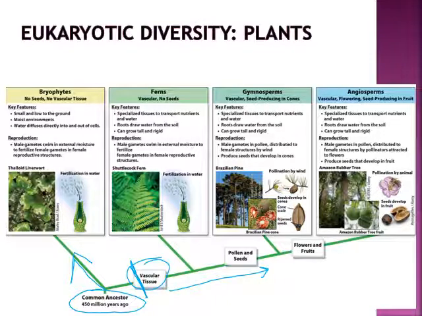Okay, and then we get to our very first vascularized plant, which are our ferns. Again, still don't have seeds, still fertilized just in water. And then we get to our next node, which is pollen and seeds. So the only two that have pollen and seeds here are gymnosperms and angiosperms.